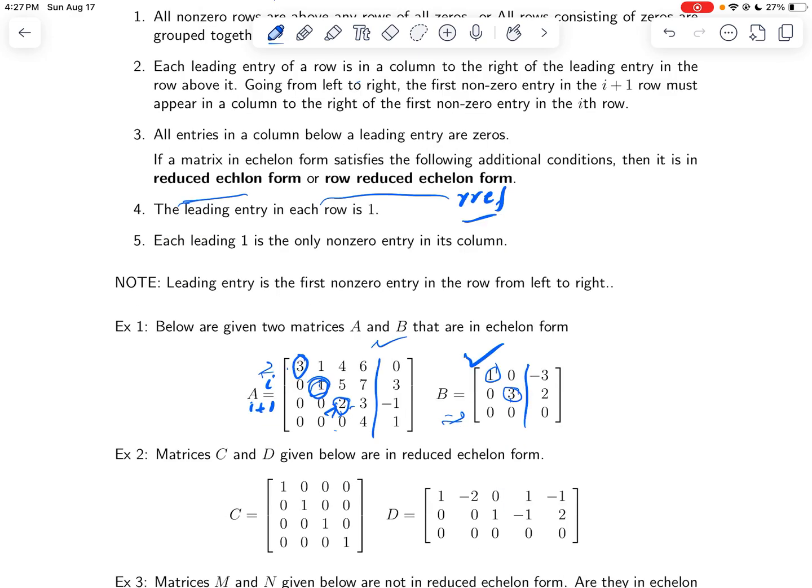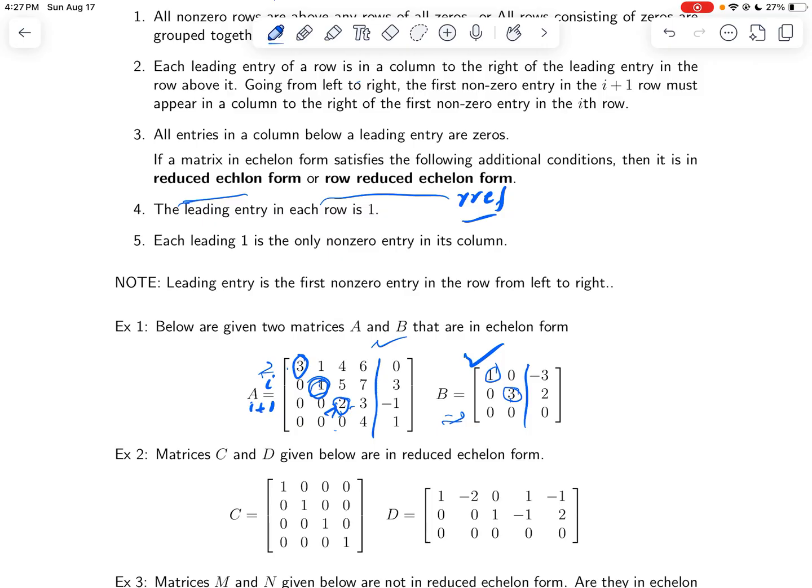Okay, so then if these two conditions are included, then the matrix is in row reduced echelon form. So what are those conditions? That the leading entry in each row is 1.